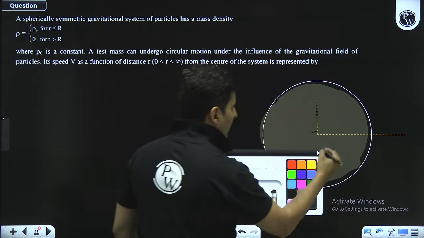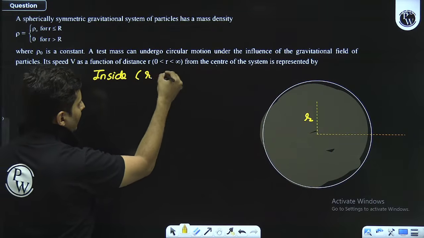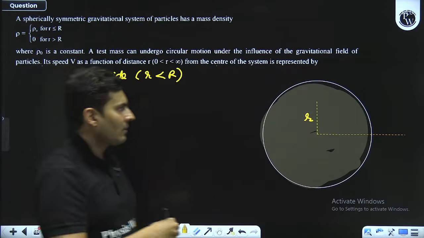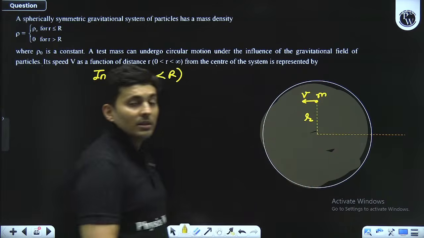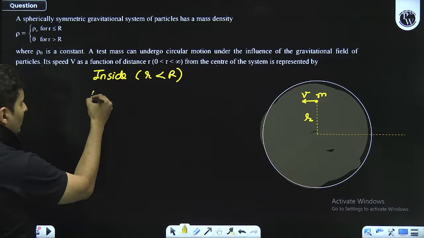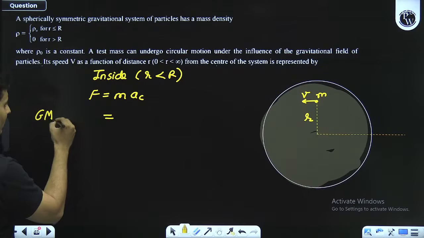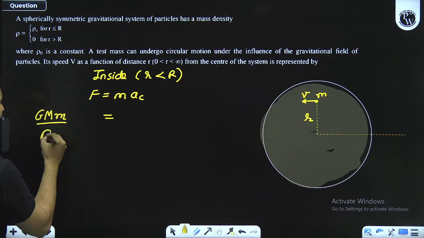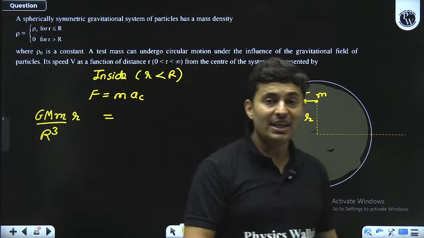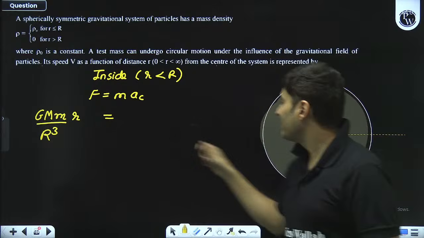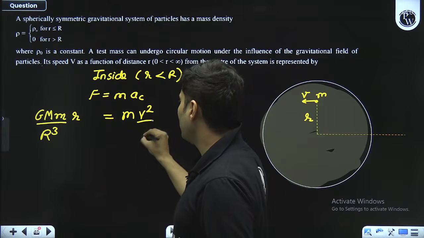When you are inside of it, r less than R, then when this mass revolves with some velocity, the force of attraction which will give that centripetal acceleration will be G, mass of the planet, mass of the satellite, divided by R cube into r. This is the formula. Remember, inside, the gravitational field is proportional to the distance from the center. So that's why proportional to r. And this is m and this is v square divided by r.